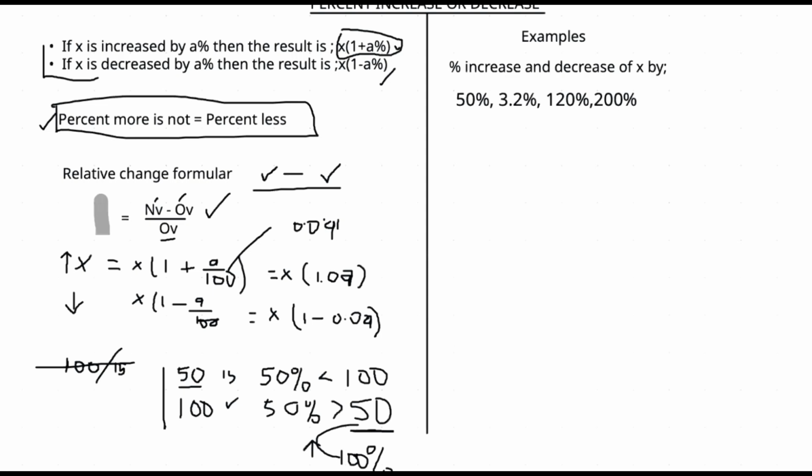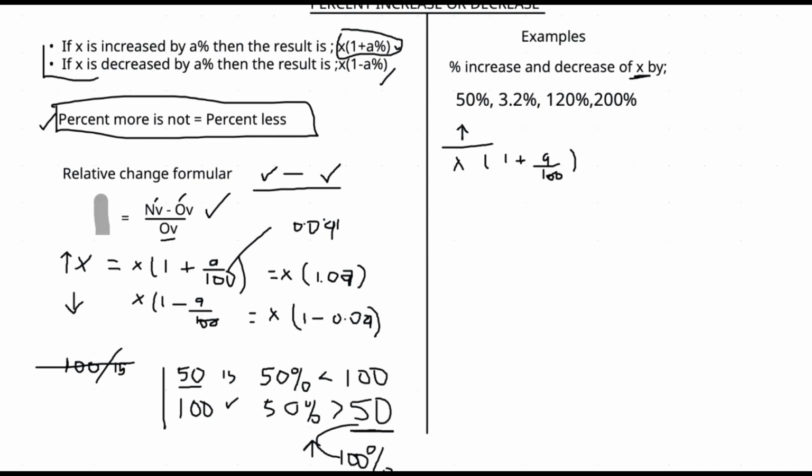So we'll solve the percent increase questions first. Then after that, we do the decrease questions. With the increase, you have x increased by these numbers. We know the formula to be x times 1 plus a over 100. So immediately you are given the percent increase, you divide by 100, you add 1, and then you multiply by x.